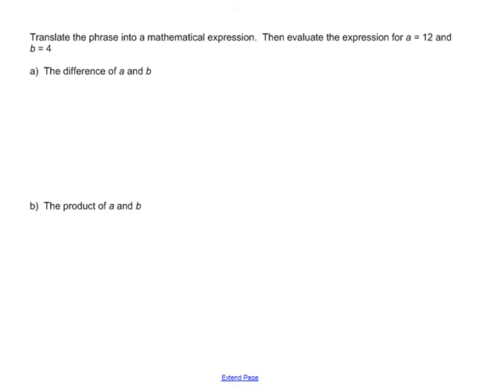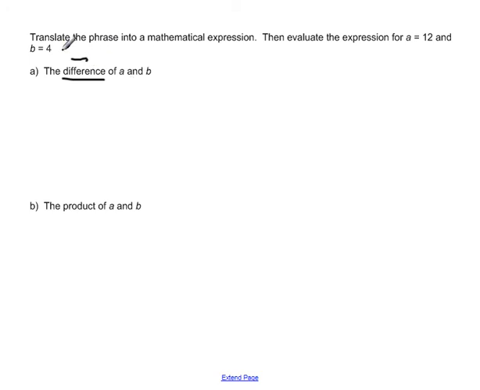Translate the phrase into a mathematical expression, then evaluate the expression for a equals 12 and b equals 4. So let's see what our first problem tells us. The first problem, we're working with a difference. If you remember, a difference means that we're going to be doing subtraction.